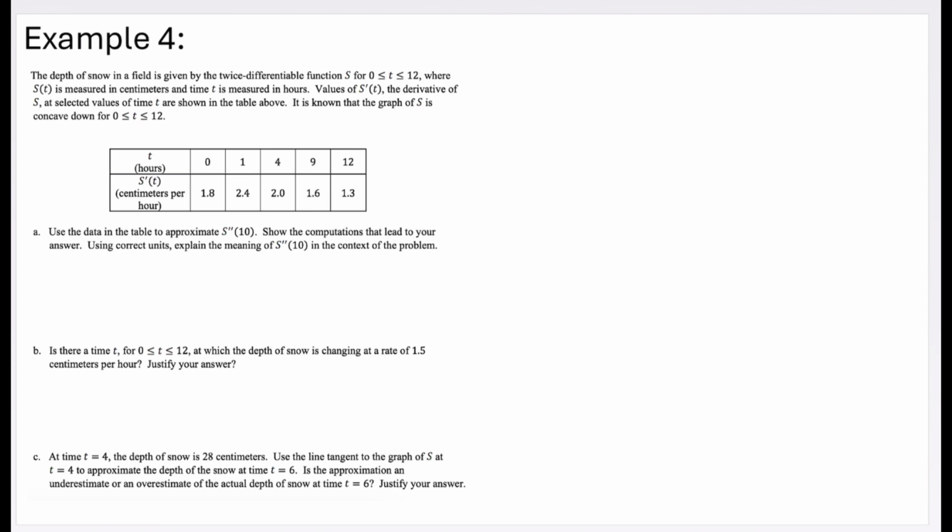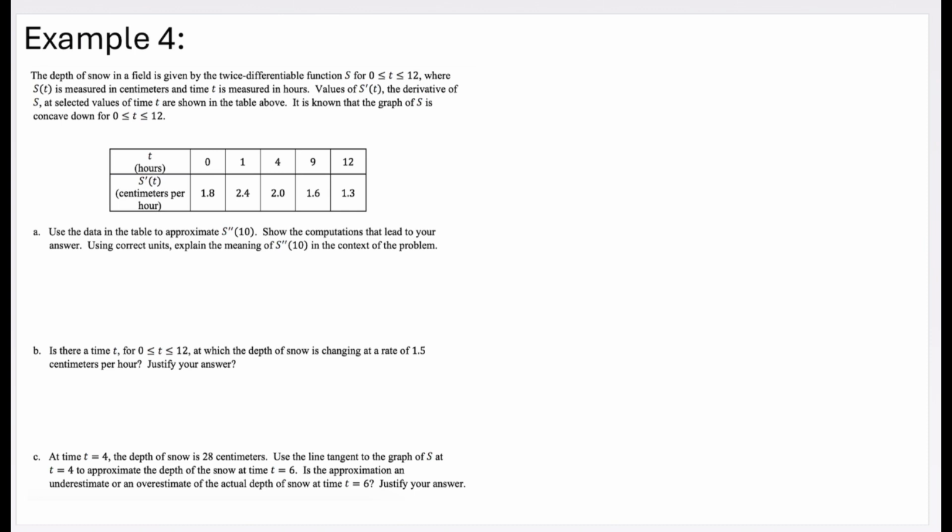All right, so it says use the data in the table to approximate S double prime of 10, sorry. Show the computations that lead to your answer. Using correct units, explain the meaning of S double prime of 10 in the context of the problem. So I want to go ahead and just kind of talk about this table right here.